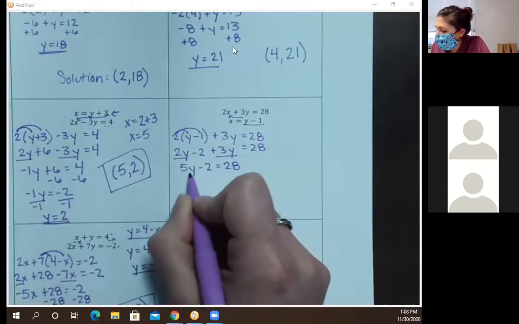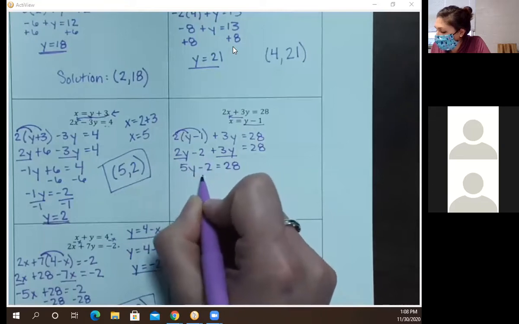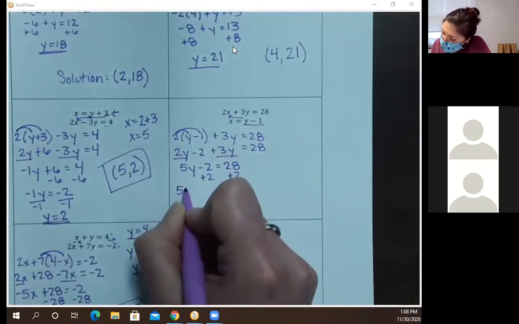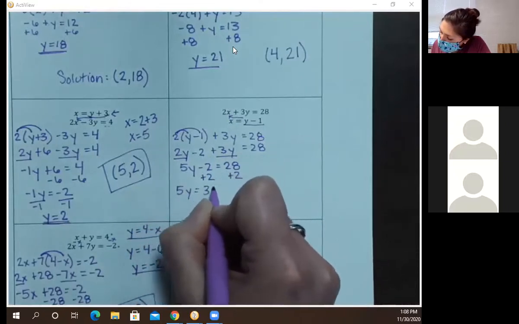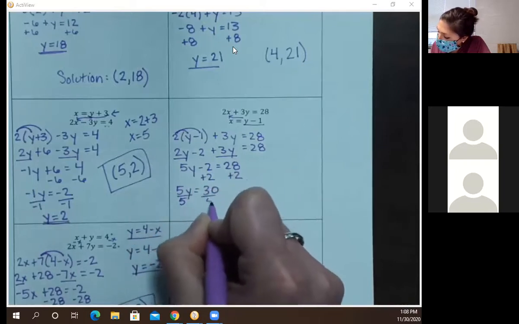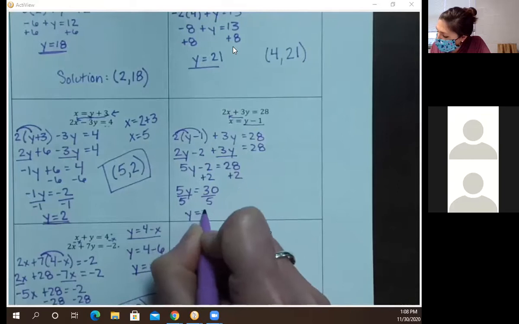Now I want the y term by itself, so I'm going to move this negative 2 to the other side. I can move it by adding it. Now I've got 5y equals 30. And to get y by itself, I'm going to divide both sides by 5. So we get y to be 6.